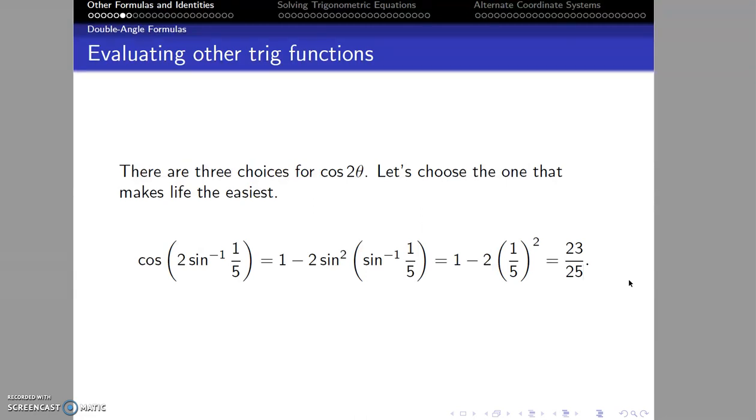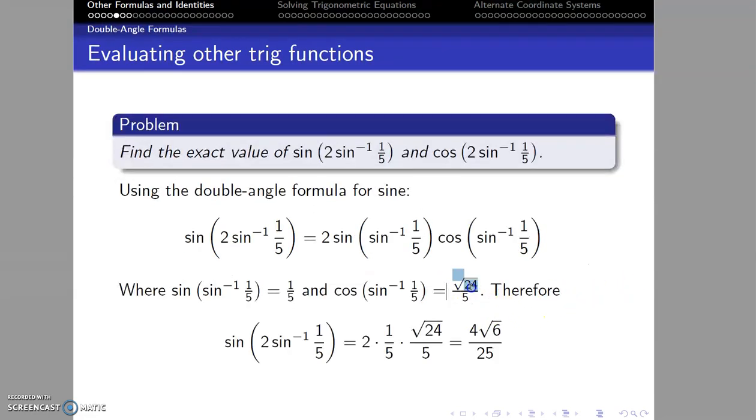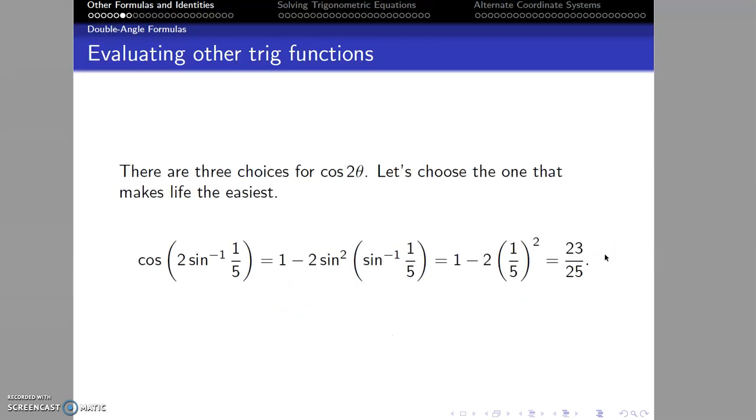There might have been a little more computation. You would have had to deal with squaring the root 24 over 5, but it would have gotten you here as well. And so yes, we can use these formulas to compute exact values of things that we would not have otherwise been able to compute. Which is nice. Very nice indeed. But that's not all we can do with them.